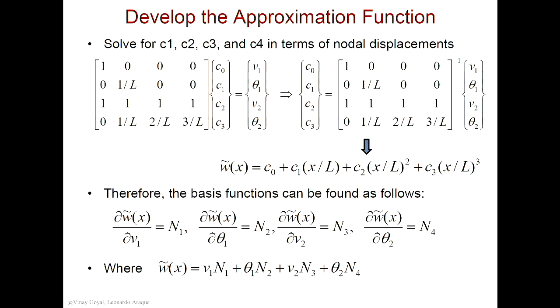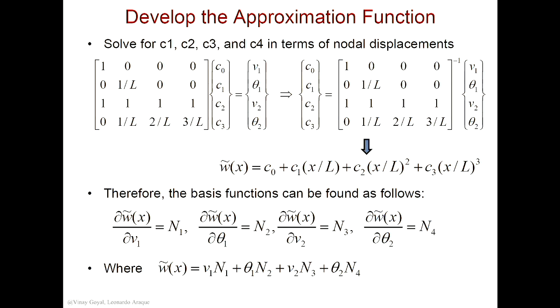So to find these unknown coefficients, do you agree that if I wrote w tilde as a function of x, this will be in terms of all these quantities now? It will not have the C0, C1, C2, C3. It will be all in terms of V1, theta 1, V2, theta 2. So for me to find the coefficient to V1, you can take the derivative of W that came from here with respect to V1, and you will get N1. In Mathematica, you will do that, and you'll get N1, and then N2, N3, and N4.